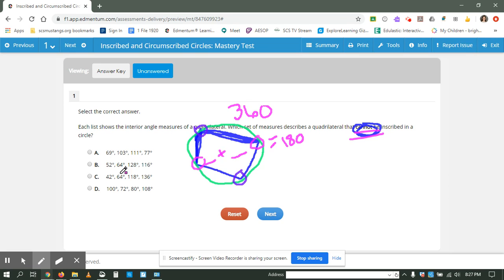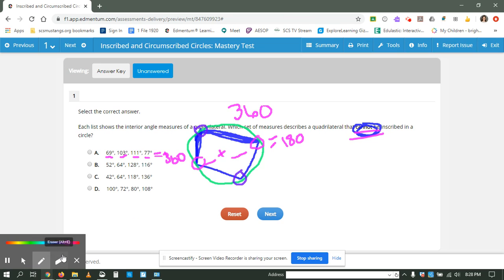So I'll do one of them with you, and that way you have a 1 out of 3 chance of getting this one right. And you'll have one last one you'll have to check. So if I take that 69 plus the 103 plus the 111 plus the 77 and put that in my calculator and add all four of those together, that's going to give me 360 degrees.